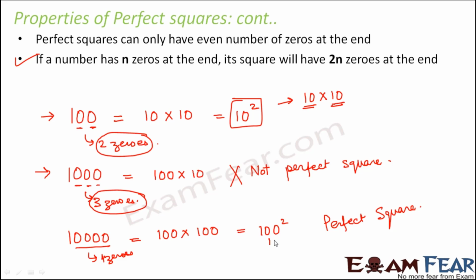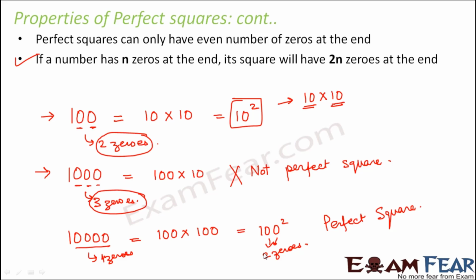For example, here 100 square. So how many zeros does 100 have? 100 has 2 zeros. But the result is 10,000, which has 4 zeros. So 4 is 2 times 2. Right? So whenever you have a number with some number of zeros, if the number has 2 zeros, its square would have 4 zeros. If the number has 5 zeros, its square would have 10 zeros. If the number has 20 zeros, its square would have 20 into 2, that is 40 zeros. So for any number, look at the number of zeros. If the number of zeros is even, that is a perfect square.